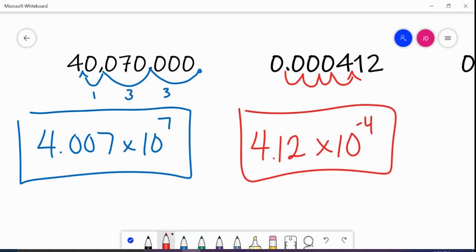So a really large number is going to have a positive exponent. A really small number is going to have a negative exponent. Basically, when you're making this number, you're moving the decimal spot to the right. It's a negative. All right, so let's look at the next one.